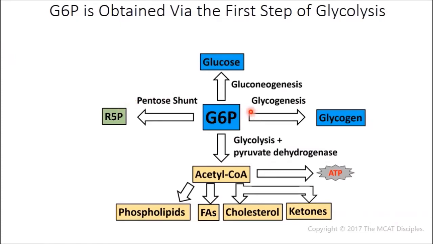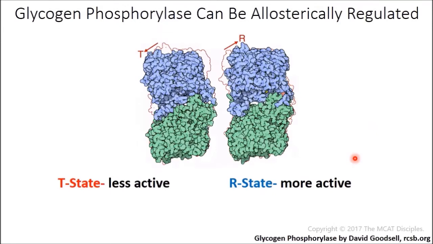Again, there are many fates for glucose 6-phosphate. It can go through glycogenesis to form glycogen, which obviously it wouldn't do if it just went through glycogenolysis. It can go through gluconeogenesis to glucose, the pentose shunt, ribose 5-phosphate, form acetyl-CoA via glycolysis, pyruvate dehydrogenase, and the electron transport chain, TCA cycle. Okay, we can go many different ways with this.